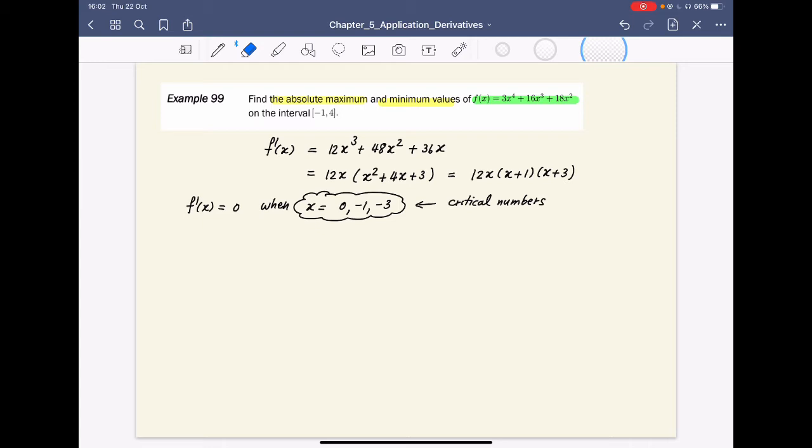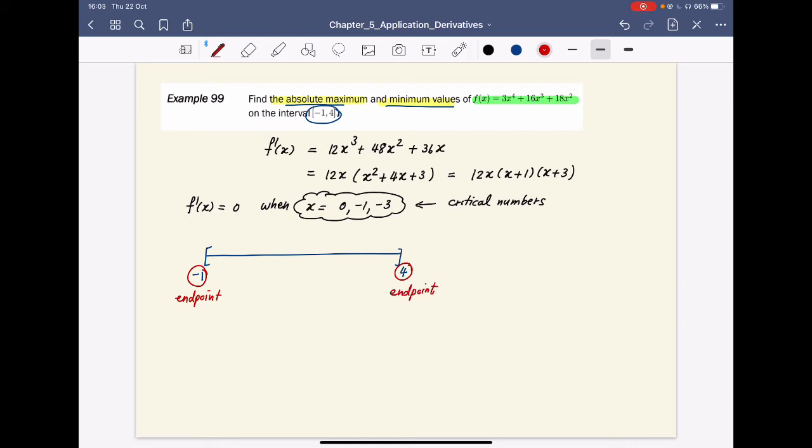So let's look at the critical numbers and the endpoints. You can see that we want to find the absolute max and absolute min on the interval -1 to 4. So your endpoint is going to be -1, and another endpoint is going to be x equal to 4. So you have to include these two x values as candidates for the absolute max and absolute min.